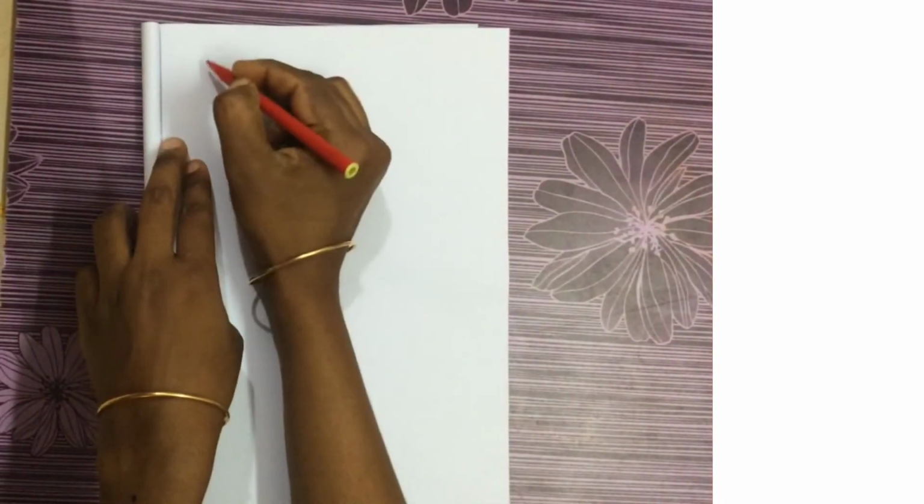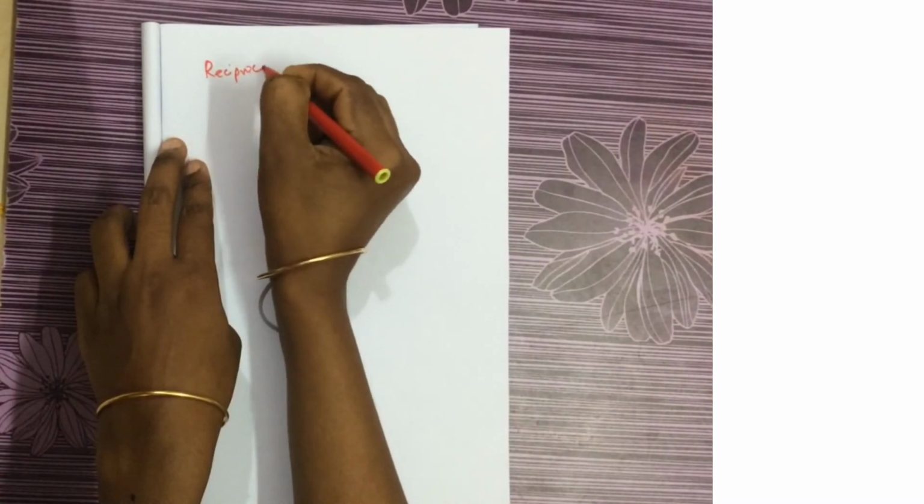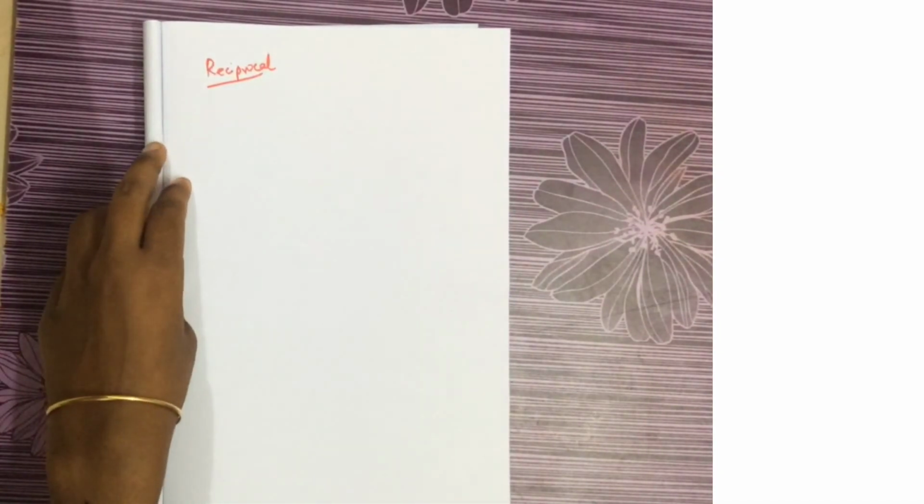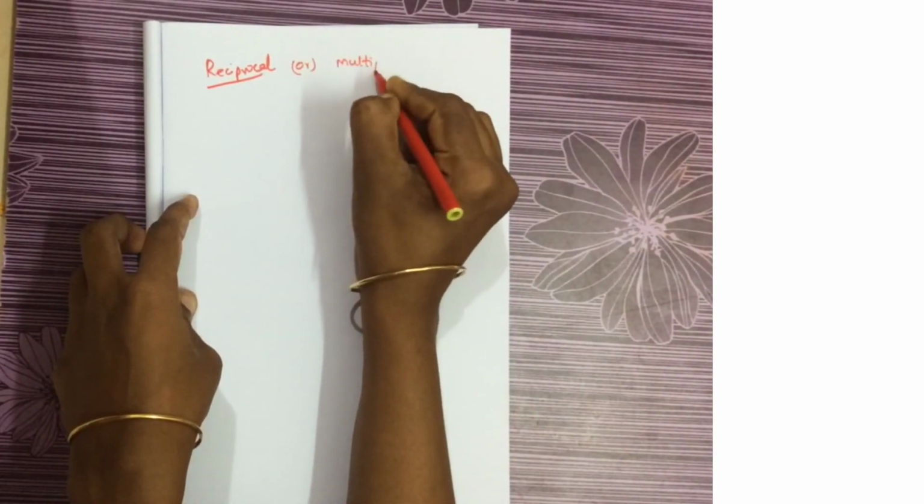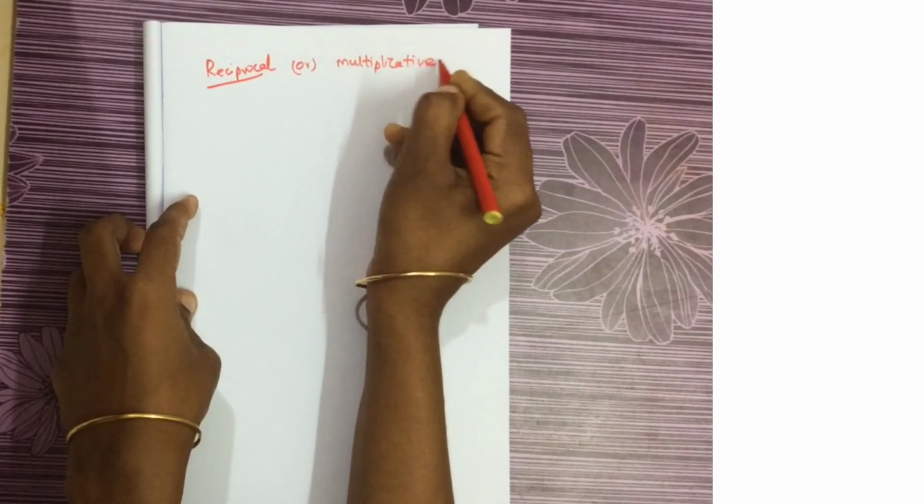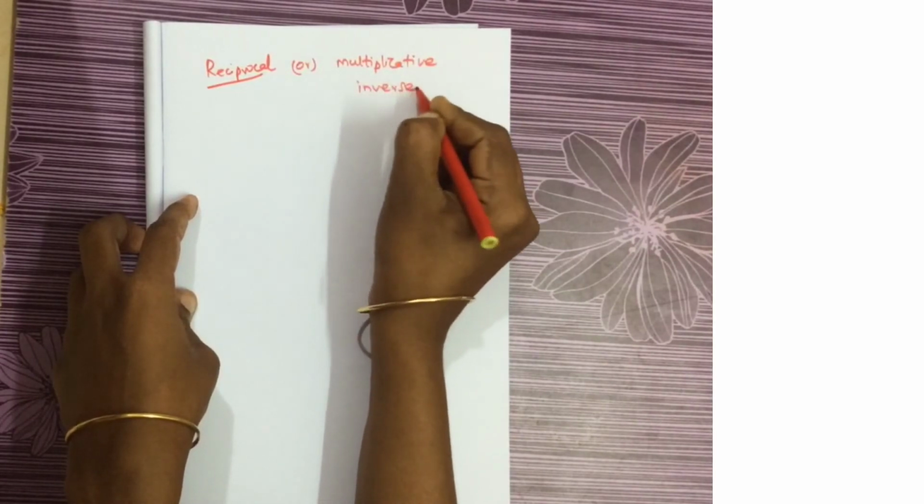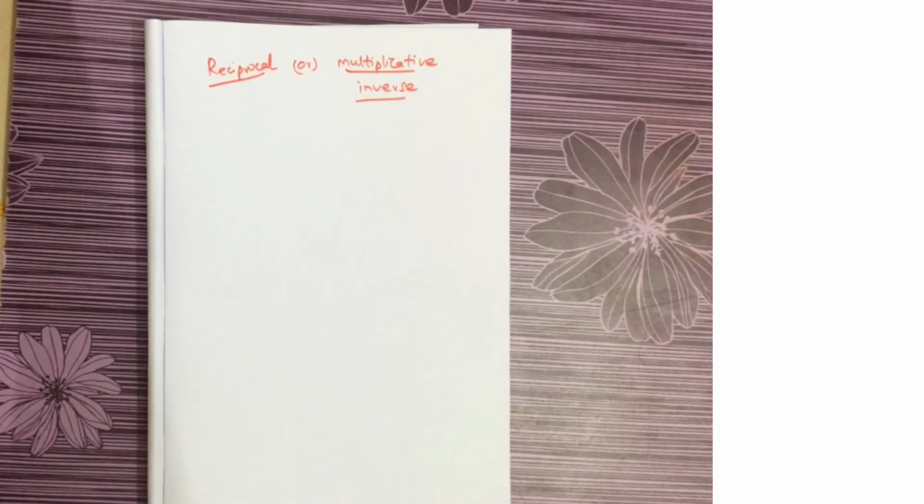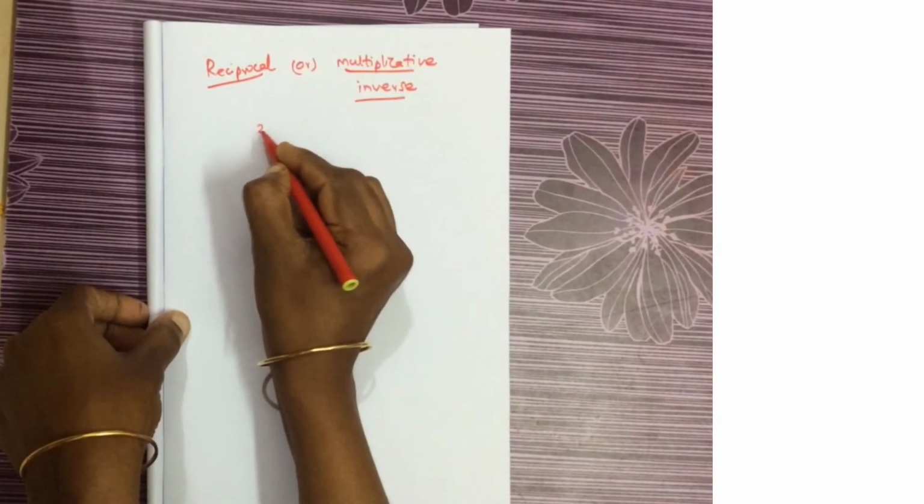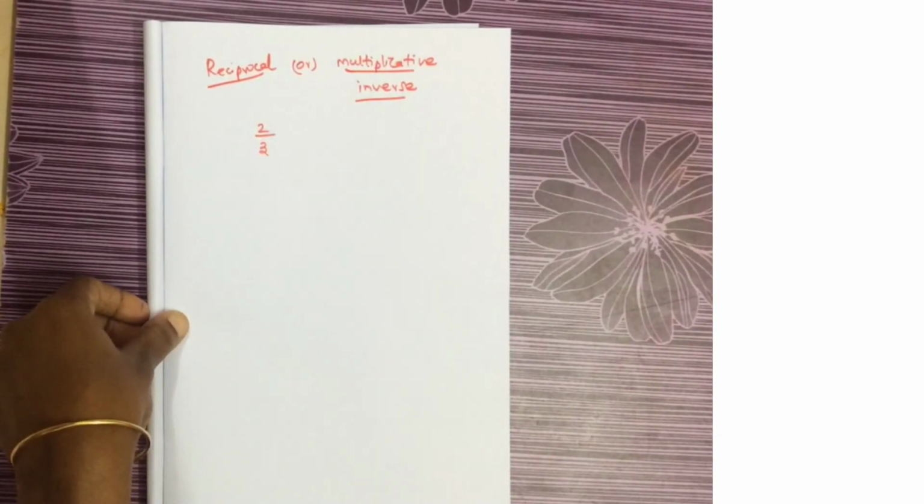The next thing we are going to see is reciprocal. Another name for reciprocal is multiplicative inverse. Reciprocal or multiplicative inverse. So what does it mean? When you multiply a number with its reciprocal, you should get 1. So we can take a number 2 by 3.